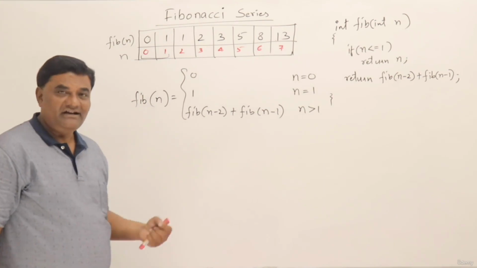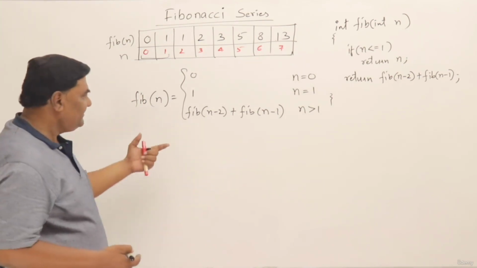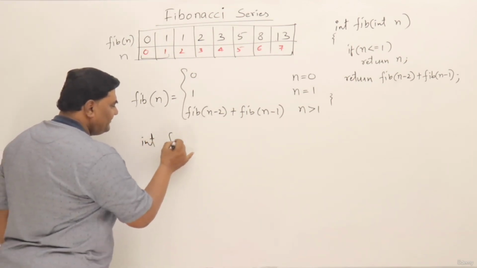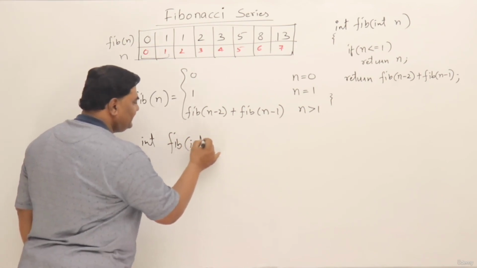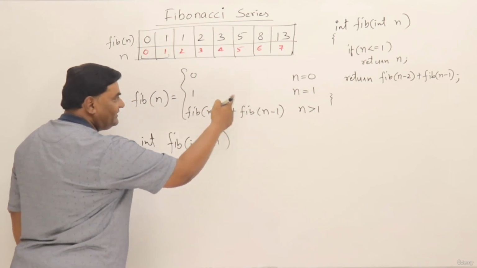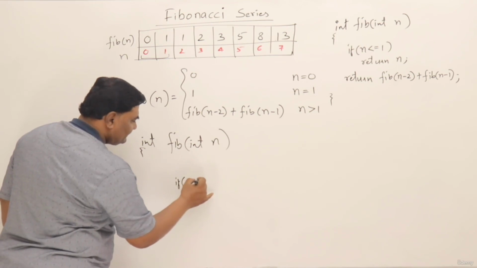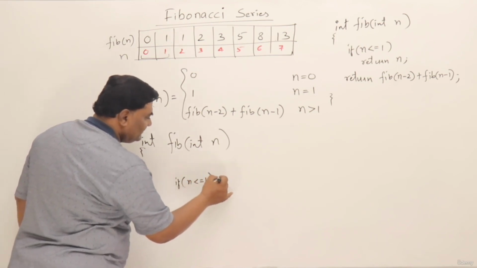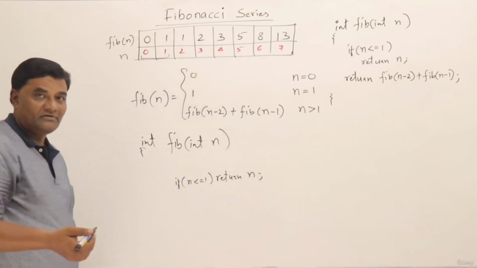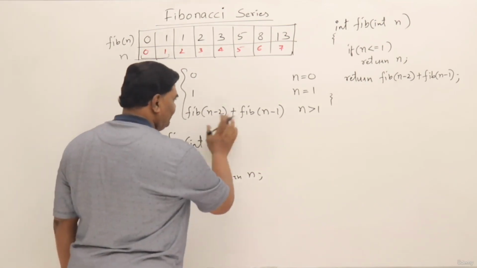So first of all, let us write an iterative version, that is, a function using a loop. So let me write a Fibonacci function using a loop. Integer fib, I'll give the name fib once again, same name. Then if the number is less than or equal to 1, then return the number itself. So here, if n is less than or equal to 1, then return n itself. Right?